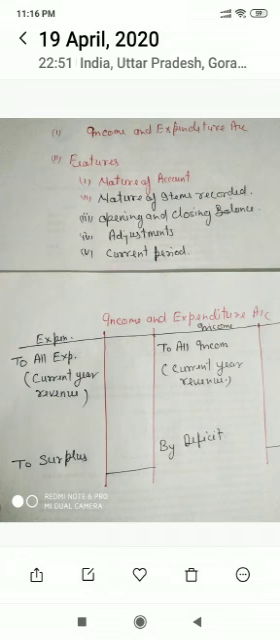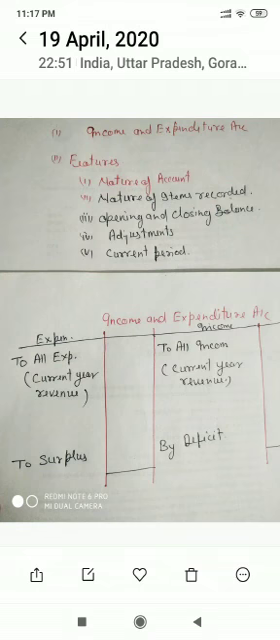Just like the profit and loss account, it has two sides. In the income and expenditure account also there are two sides: one is the expenditure side and the second is the income side. On the expenditure side, we show all expenses which relate to the current year and are revenue in nature. Then on the income side, we show all income which relates to the current year and is revenue in nature.